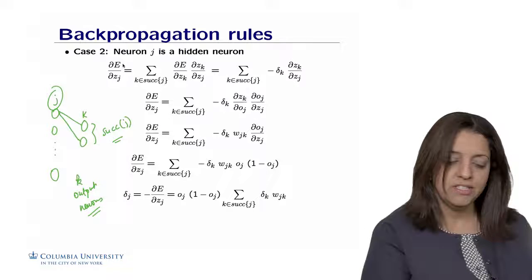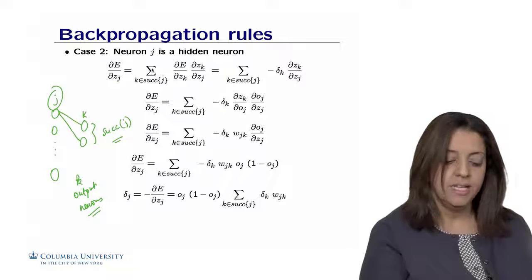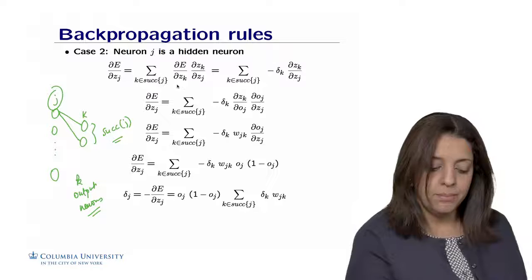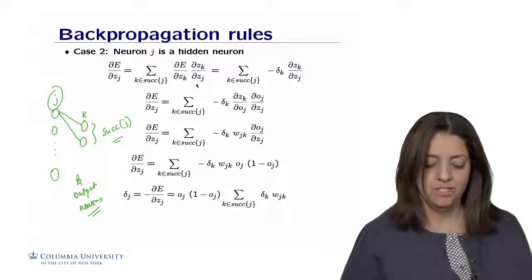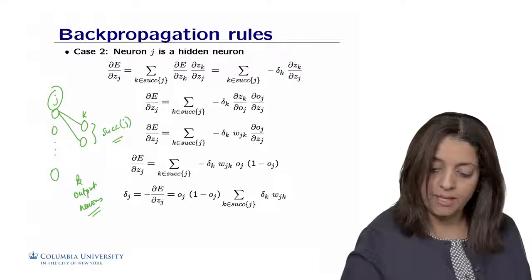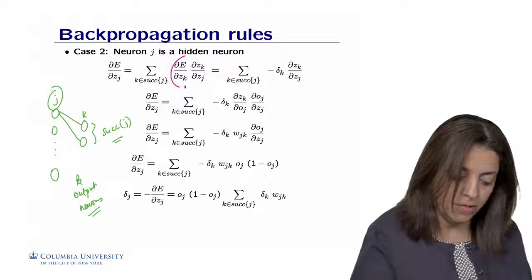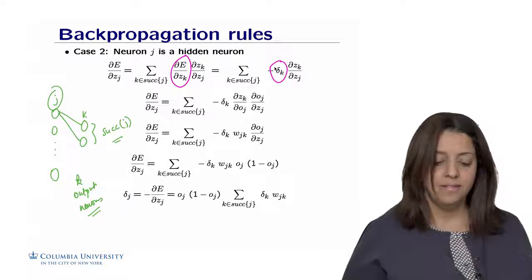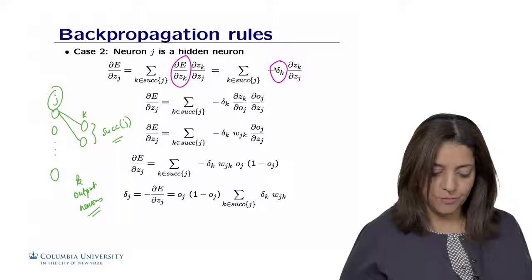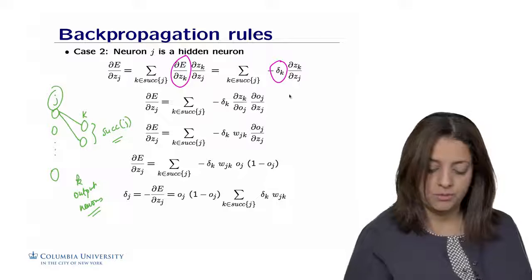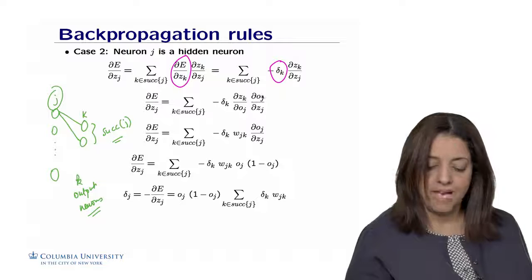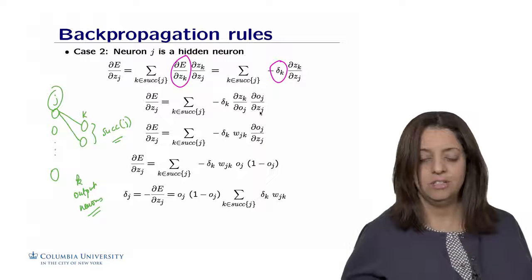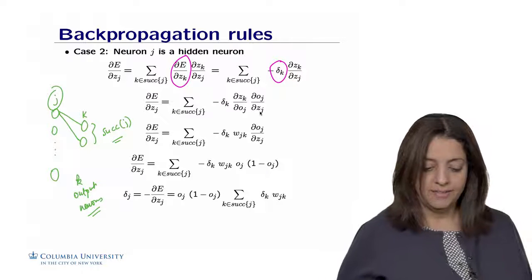So the partial derivative of the error with respect to zj can be written as the sum of the partial derivative of the error with respect to zk for all successors of j. This can be broken down into the partial derivative of E with respect to zk times the partial derivative of zk with respect to zj. Remember, this first term we called delta k, and we know how to calculate it. We are left with the second term, the partial derivative of zk with respect to zj. This can be written as the partial derivative of zk with respect to oj times the partial derivative of oj with respect to zj.